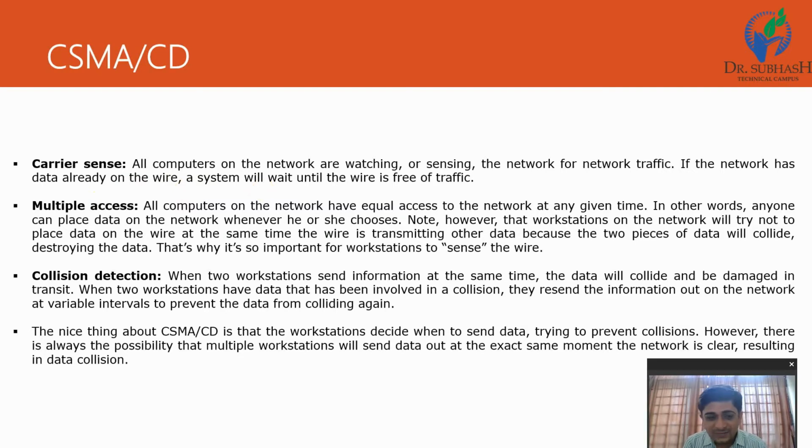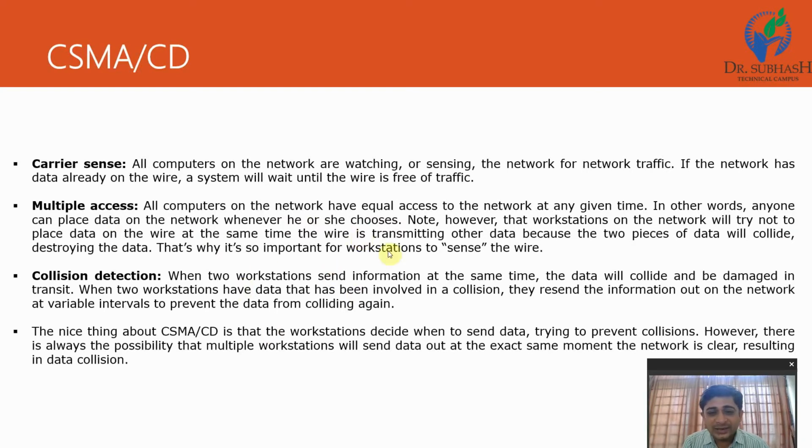That is carrier sense. Okay, another one, multiple access. All computers on the network have equal access to the network at a given time. Computer A, computer B, computer C, all computers have the same rights, same priorities, same access mechanism to access the network. At any time, any computer can send their data. In other words, anyone can place data on the network whenever he or she chooses. Whenever computer A wants to send data, it may. Whenever computer B wants to send data, it proceeds.